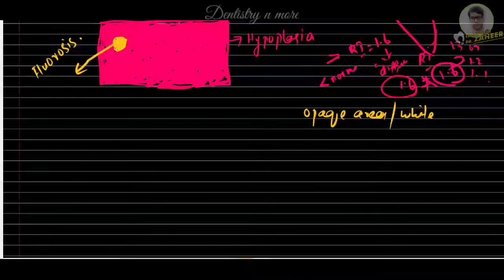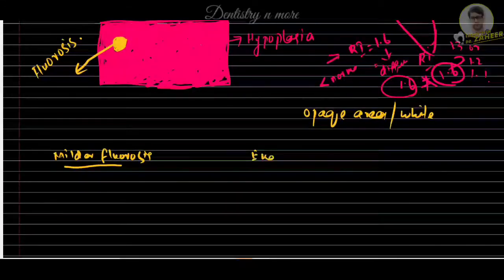Now let's see how we differentiate a milder form of fluorosis and enamel hypoplasia. I'm talking about only the milder form of fluorosis. Why am I choosing milder fluorosis? Because if it is severe fluorosis, it will be obvious. There will be pitting, brown staining, attrition, and gross form change. So milder fluorosis and enamel hypoplasia are very difficult to differentiate. So those criteria I am going to explain.